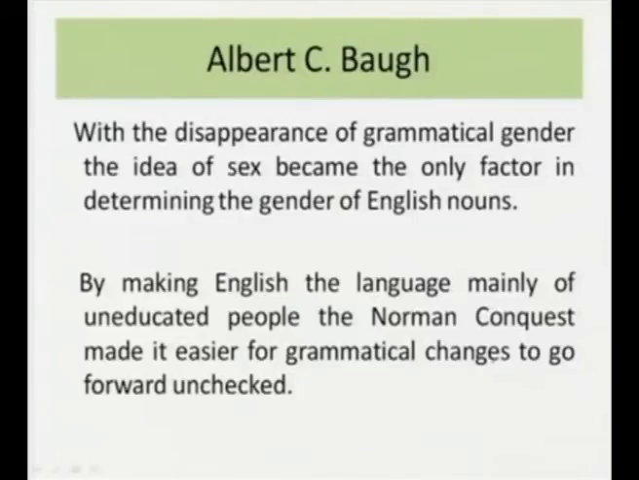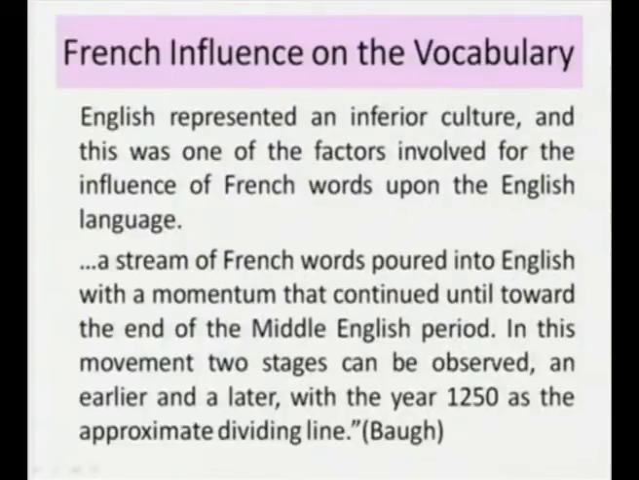So, Baugh says further, by making English the language mainly of uneducated people, the Norman conquest made it easier for grammatical changes to go forward unchecked. This is also an important aspect. Now, we talked a while ago on the French influence on the vocabulary, and we would look here at what Baugh has to say, his comments on French influence on the vocabulary.